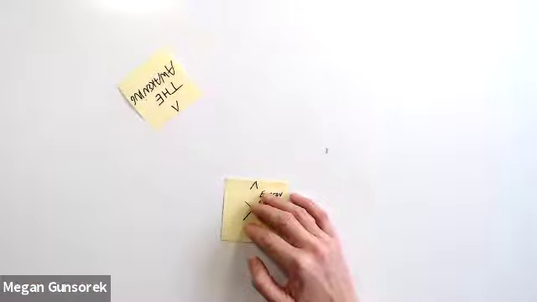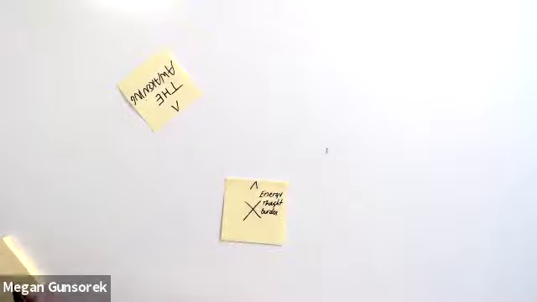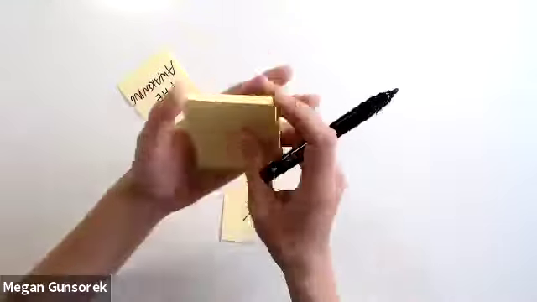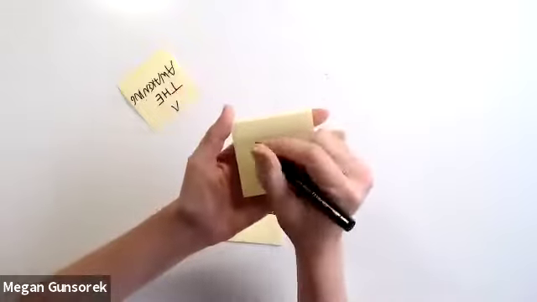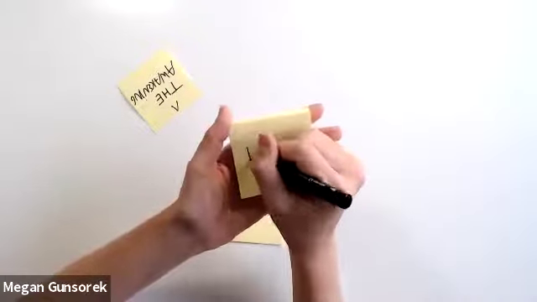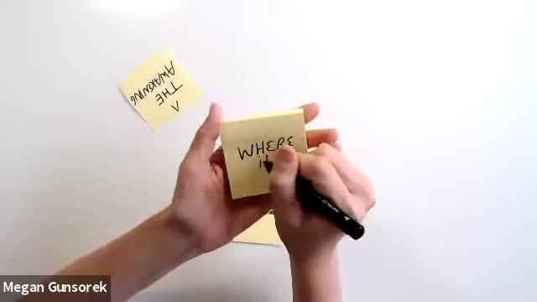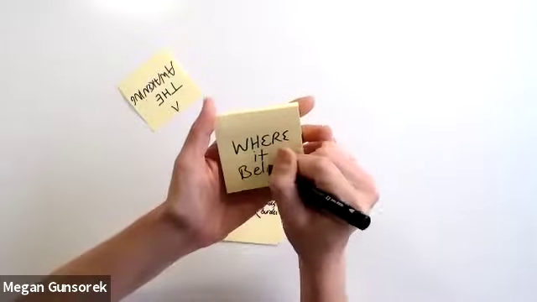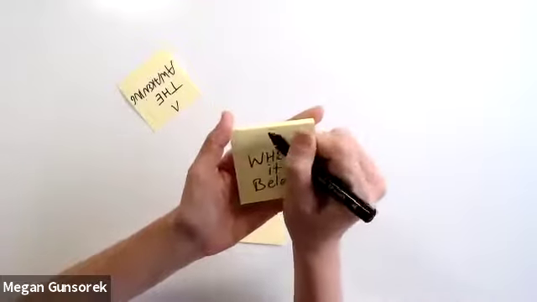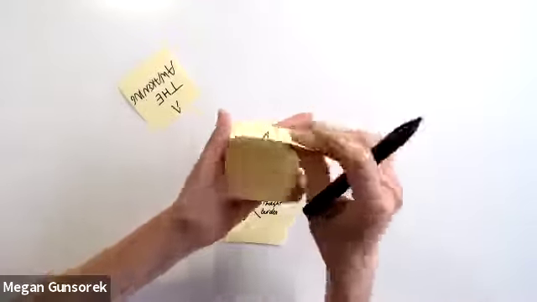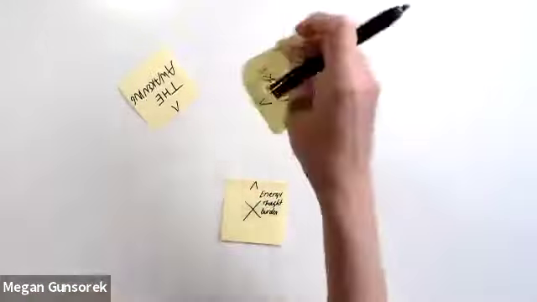And as we do that, we're going to write on another Post-it. So we're going to actively write on here where it belongs. So where it belongs. And then we can draw that arrow up top.